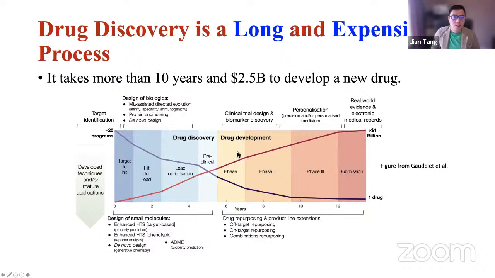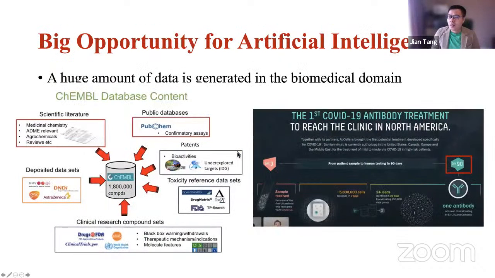Now we actually see a big opportunity for AI to accelerate the process of drug discovery. The main reason is that now we really have a huge amount of data in the biomedical domain from a few different sources. For example, scientific literature: a lot of papers are published in PubMed, in bioRxiv, and there are also some public databases, patents, clinical trials. And also, thanks to the recent progress of next generation sequencing, we are able to have very high throughput assays. So we are really able to generate a lot of data.